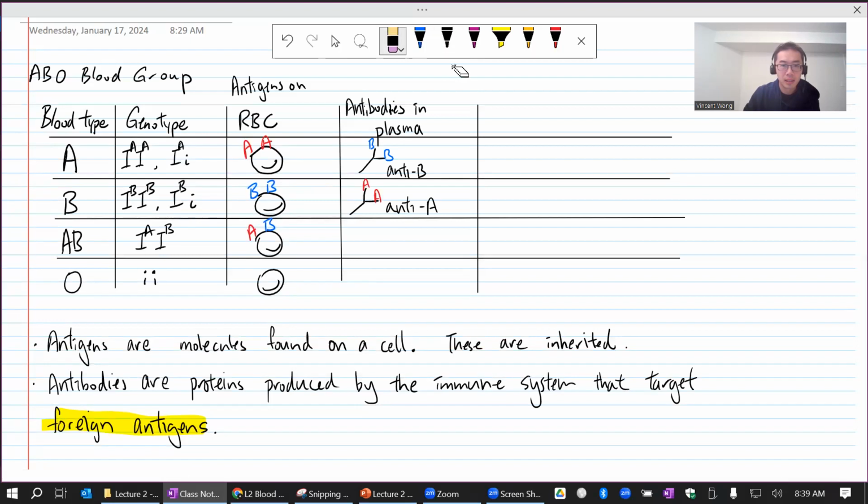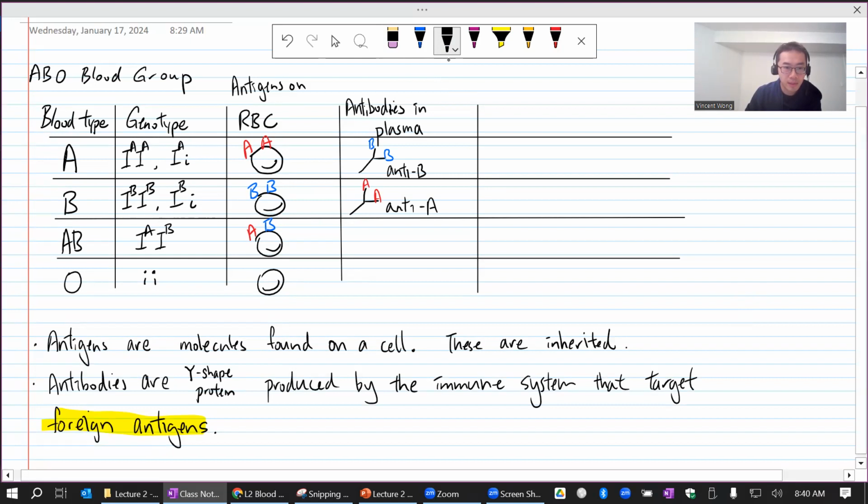Is there any reason you are putting this Y in a specific shape? Yeah, the Y is the antibody. Here I should specify: antibodies are Y shape. They literally are protein. So they're like little forks that stick onto things.